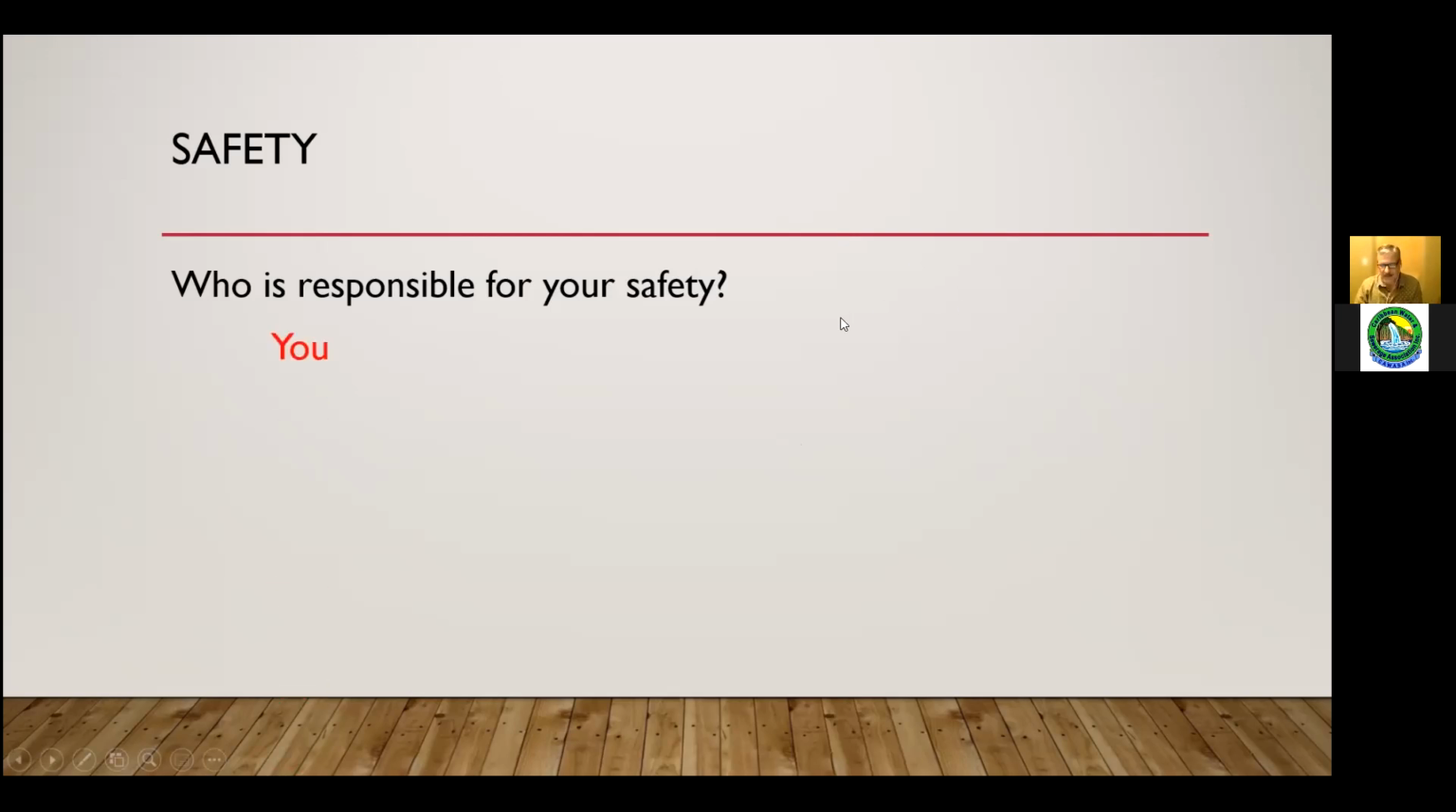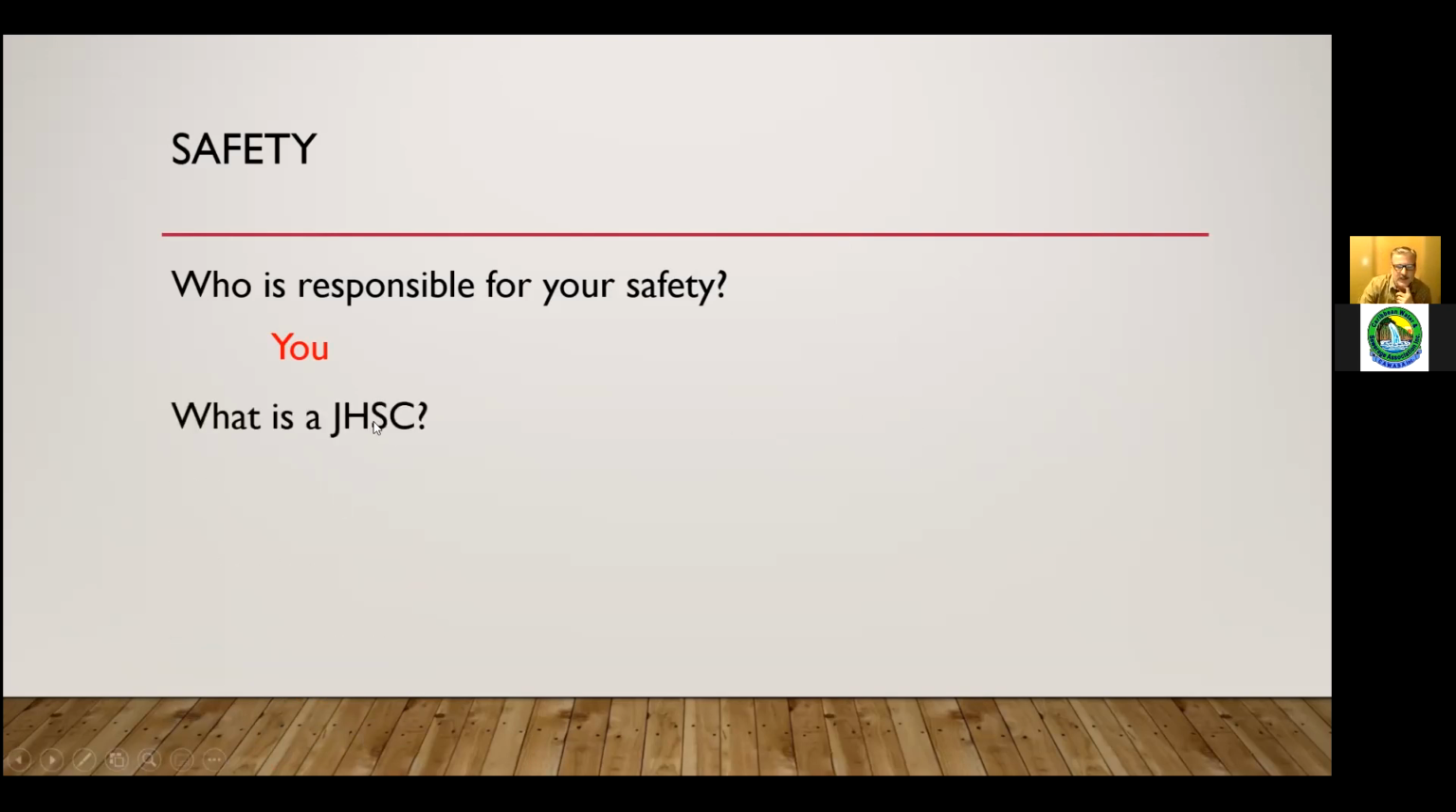But at the end of the day, you may have the training, you may have the knowledge to do something safely, which is awesome. But you're responsible for your own safety. So if you don't know how to do something, or if you're unsure, you need to ask, you need to do your research, you need to request the training that needs to be provided.